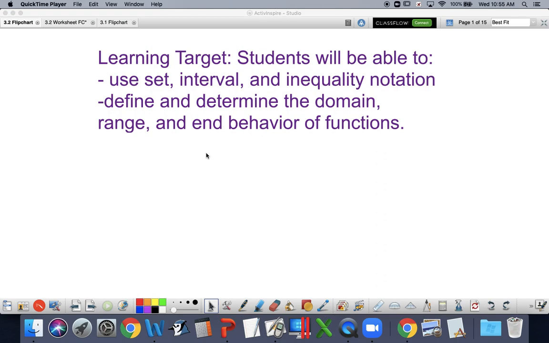So we have two different learning targets. The first is one that we're going to spend a good amount of time together working on. And then the second learning target, I'm going to have you watch a video from Khan Academy and do some questions on Khan Academy. So our first learning target is to use set, interval, and inequality notation.